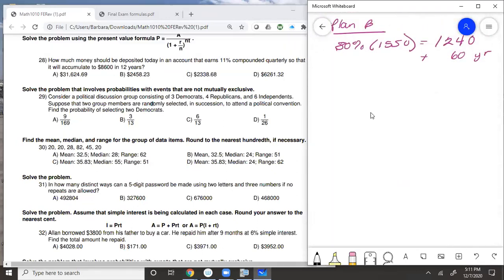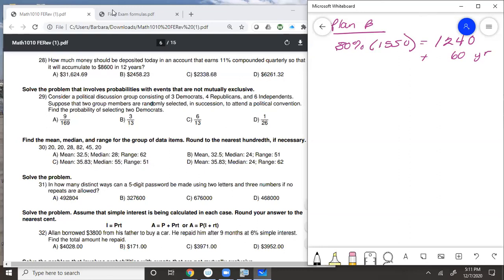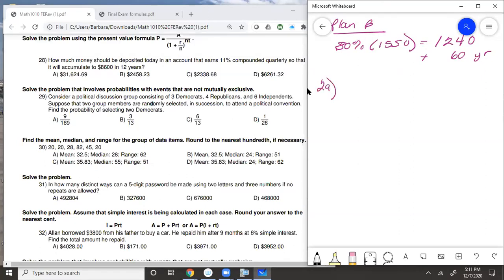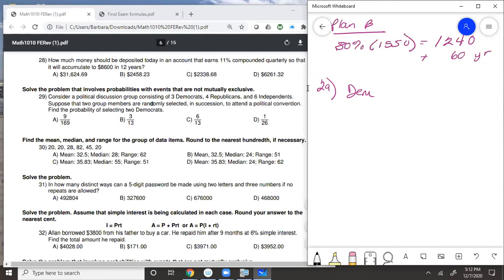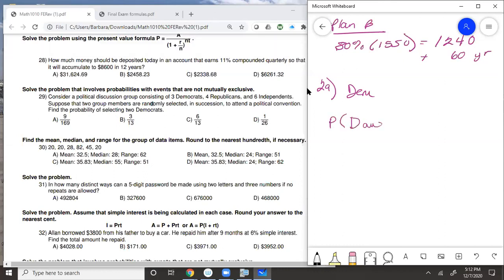Okay. Solve the problem that involves probabilities with events that are not mutually exclusive. So that means they can be overlapped. Consider a political discussion group consisting of 3 Democrats, 4 Republicans, and 6 independents. Suppose that 2 group members are randomly selected in succession to attend a political convention. Find the probability of selecting 2 Democrats. So that's a Democrat and another Democrat, okay?